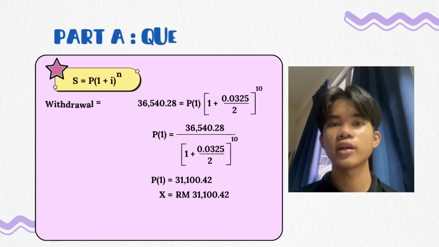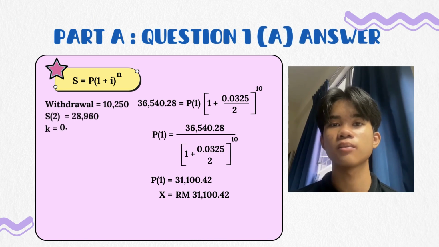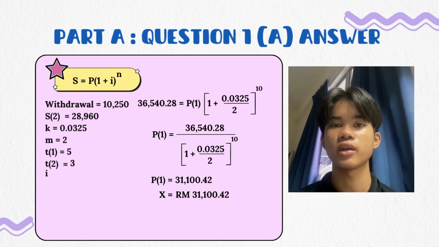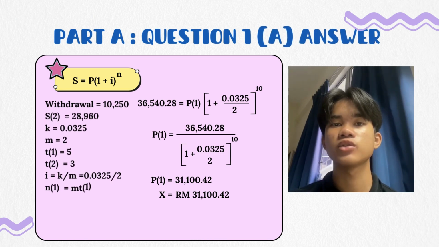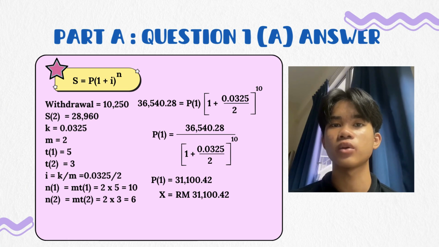And now we'll use the compound interest formula again to find the original amount, which is P1 or X, using the S1. 36,540 ringgit and 28 cents equals P open bracket 1 plus 0.0325 over 2 close bracket power of 10. Bring the bracket to the other side to be divided by the S1. Calculated, and we'll get 31,142 ringgit. So the original amount deposited, X, is RM31,142.